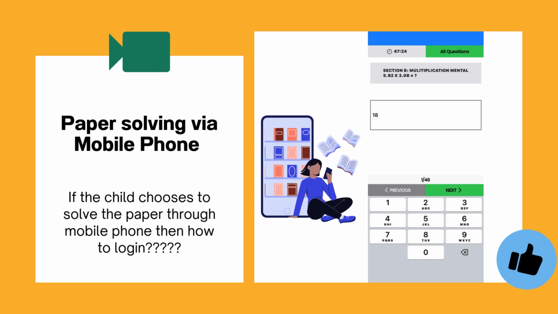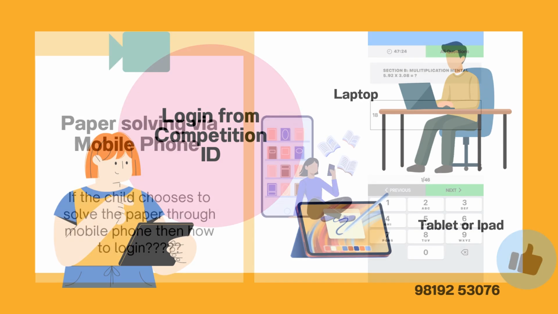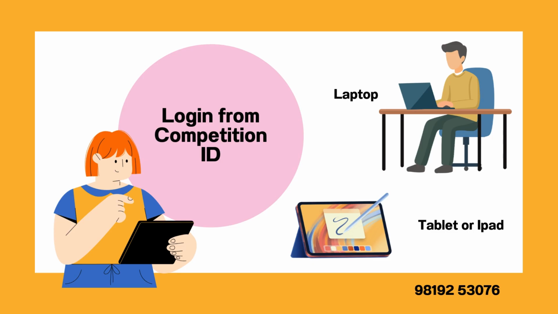It can be either two mobile devices, or one laptop and one mobile, or one mobile and one tablet or iPad. To solve the paper with a phone, you have to log in either with a laptop or tablet. Log in with the competition ID that you must have received via WhatsApp from IMAS India. If you still have not received it, you can contact on the number mentioned in the display.